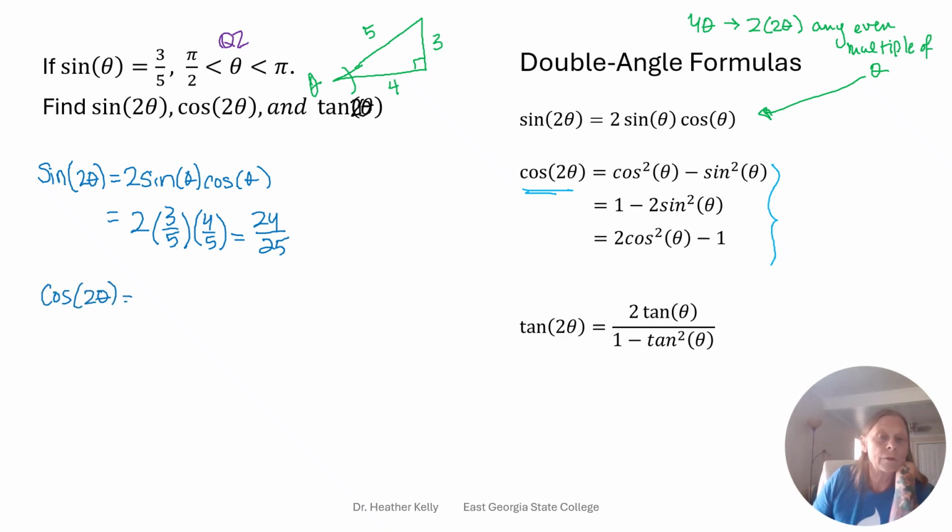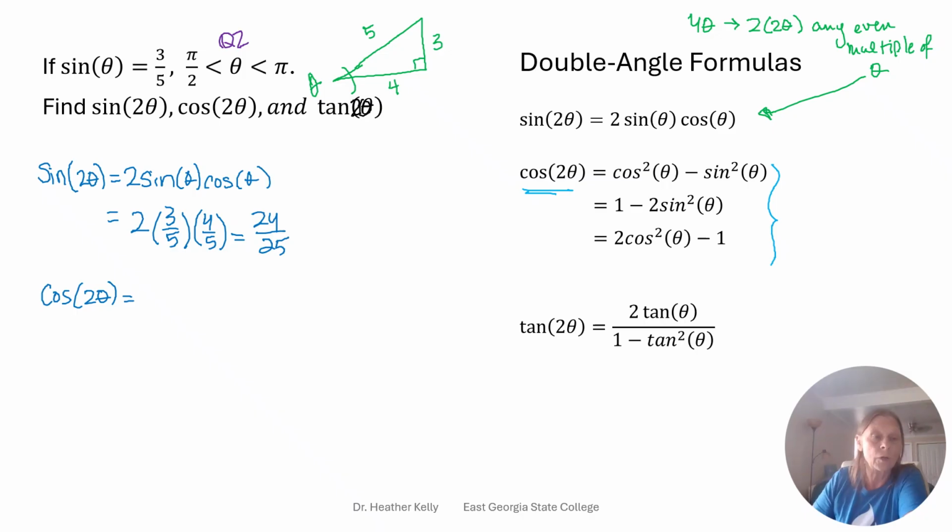Alright, and then let's see, cosine of 2 theta. Now, the truth of the matter is any of these are going to give you the exact same answer. I'm not going to show you that. You can certainly do the work yourself to show that. It's up to you to choose whichever one works for you. In this situation, I'm just going to use this first one.